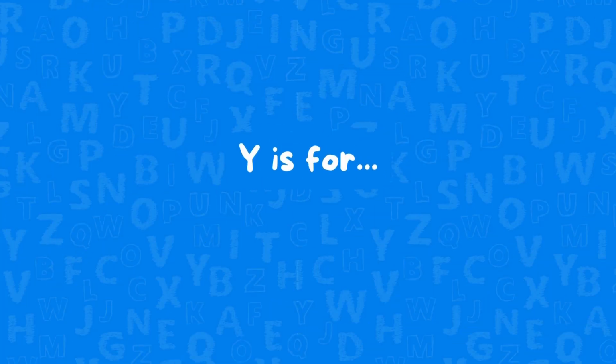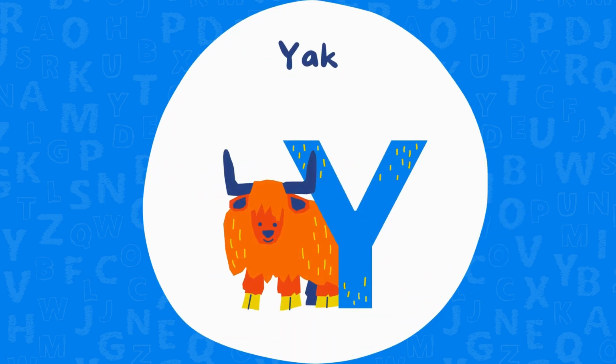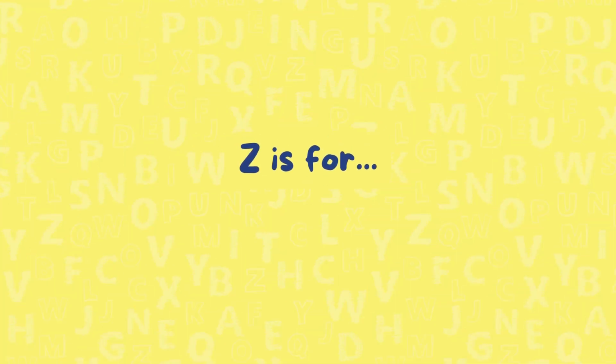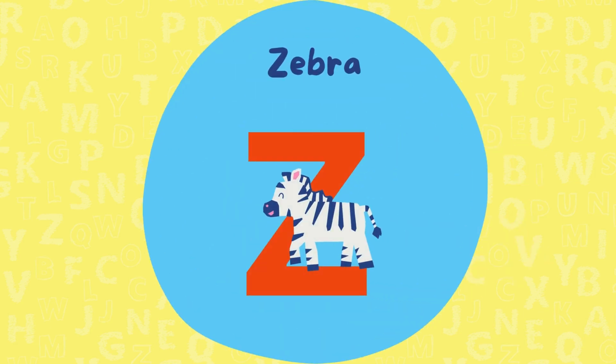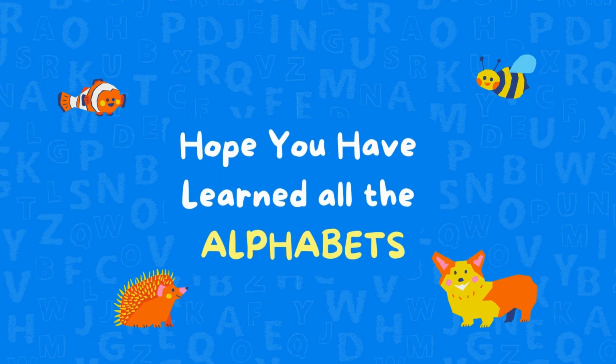Y stands for yak. Z stands for Z is for zebra. Hope you have learned all the alphabets.